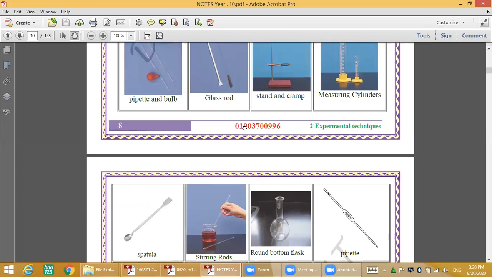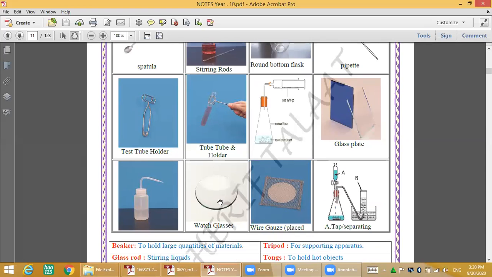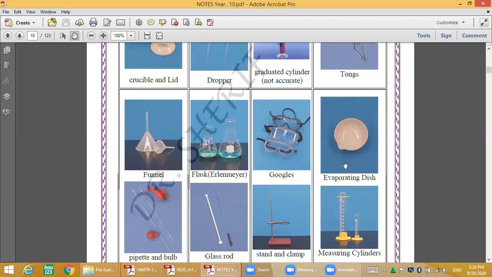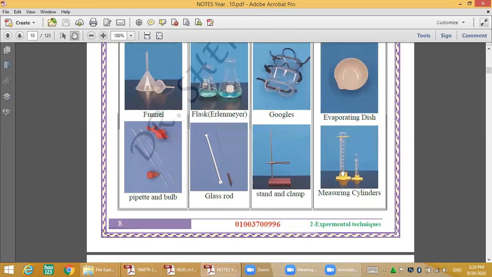Then we have the difference between watch glass and evaporating dish. This is a watch glass and then evaporating dish. Watch glass can be used to take a sample of the solids, while evaporating dish is used for crystallization. For graduated cylinder or measuring cylinder and gas jar, the difference between them is that the measuring cylinder contains scales to measure and collect the volume, while gas jar is without scales.